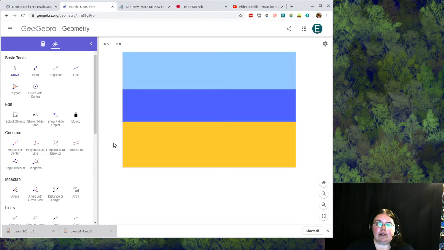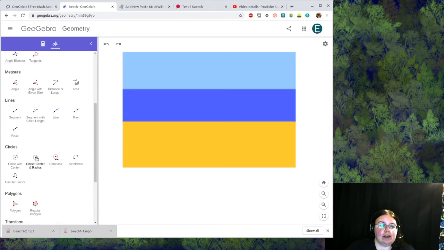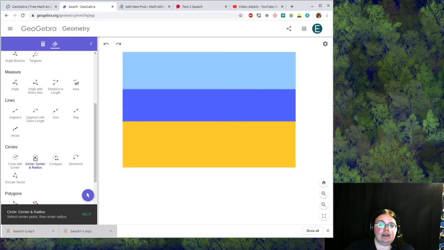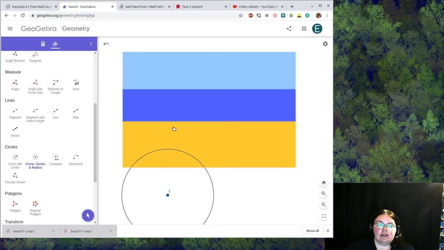Yours might look a little different from mine, but I'm going to look through my menu of different construction tools until I find a particular kind of circle, and that's a circle with a center and a particular length of radius. So I'm going to click a point for the center, and I'm going to try out what happens when the radius is 4 units long. Okay, so I notice this is overlapping onto my picture.